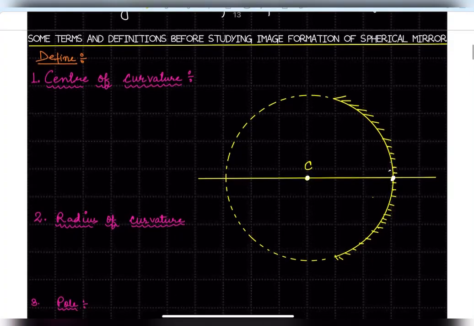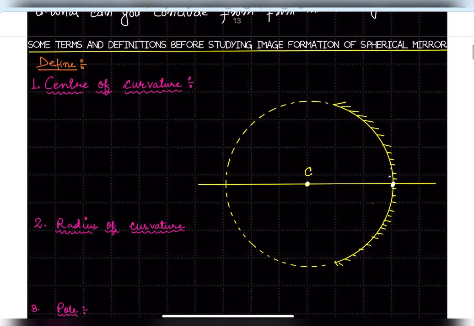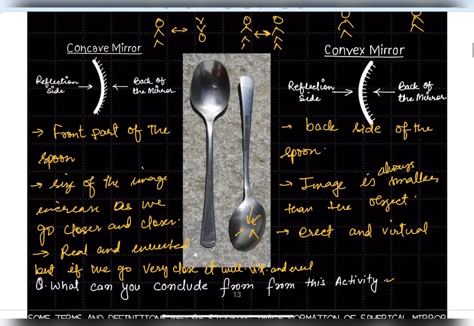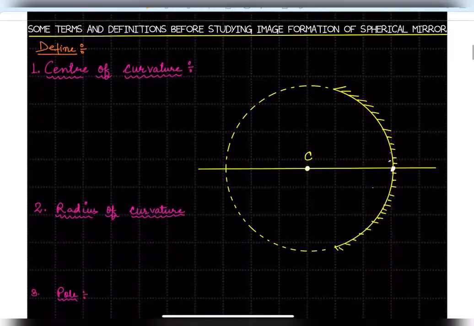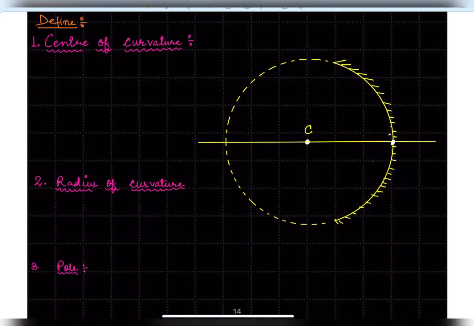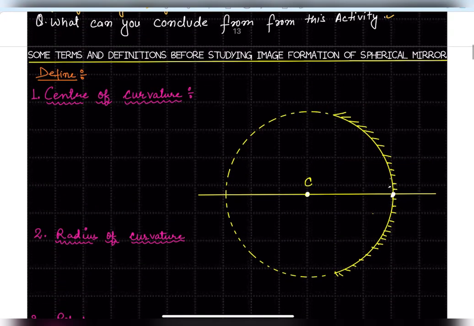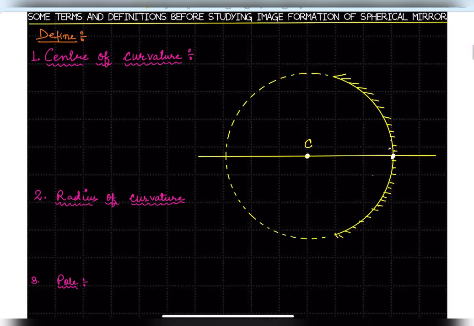Okay, let's go to the next topic, that is some of the terms and definitions before studying image formation of a spherical mirror. So whatever we have discussed about the concave mirror and convex mirror using the spoon, we can also conclude. Soon we are going to learn about it, don't worry. Now let us discuss. First is center of curvature.